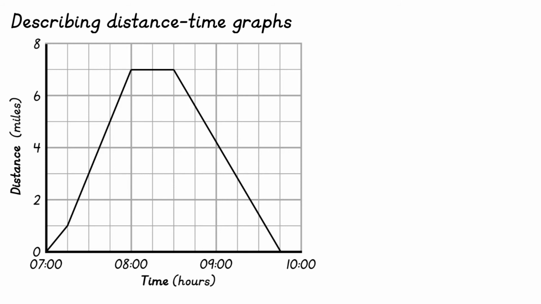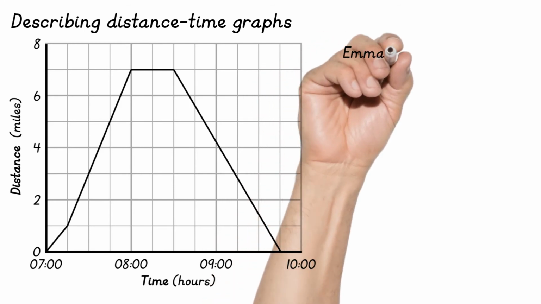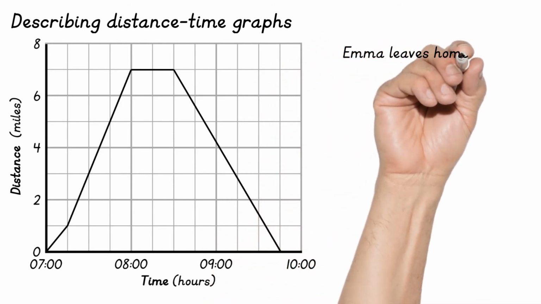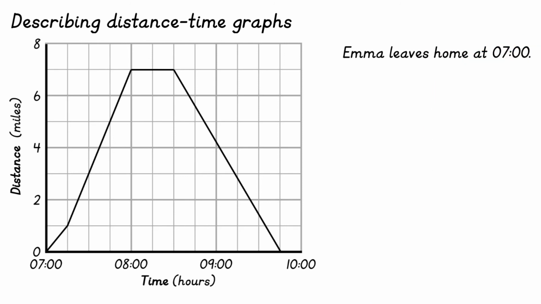Now example 3 is going to be the final thing of this video, and that is just describing what is going on in a distance time graph. So I've made up a name. So Emma leaves home at 7.